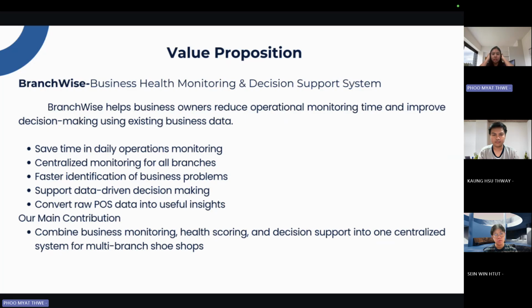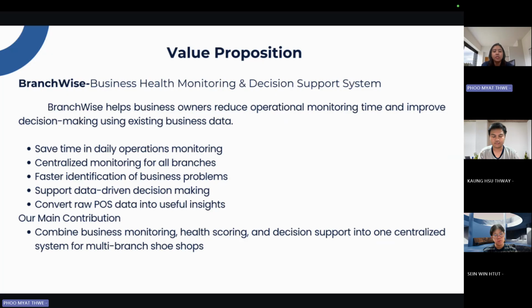Our value proposition is to help the business owner reduce operational monitoring time and improve decision making using the existing POS data and real-time data. So our value proposition is saving time in daily operation monitoring, centralized monitoring for all branches, faster identification of business problems, and supporting data-driven decision making. It converts raw POS data into useful insights.